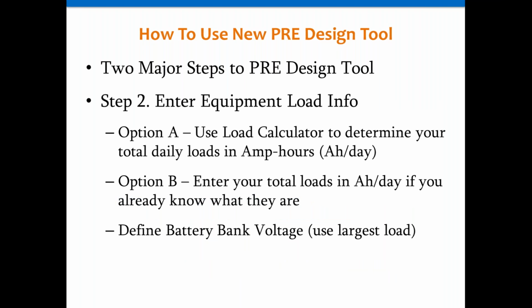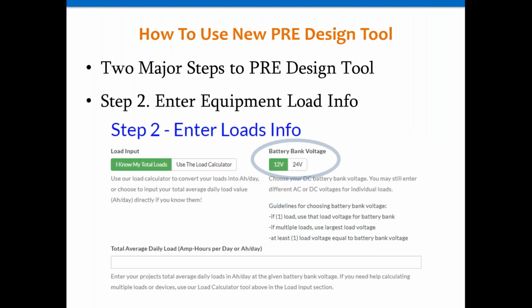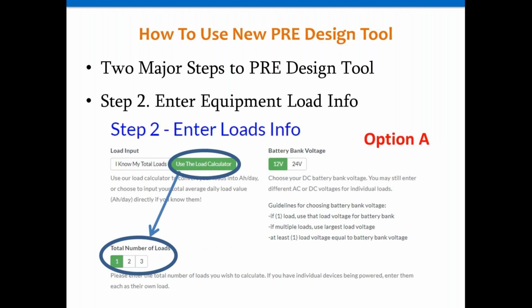So the second part of our tool is entering load information. The load information is basically the power consumption of the equipment that is going to be running off of the solar system. Again, we have two options for entering your load information. The first option is to use the load calculator, which I'll talk about in a little bit here. We're going to demo that.